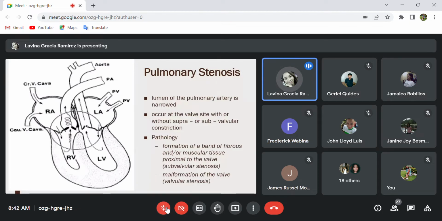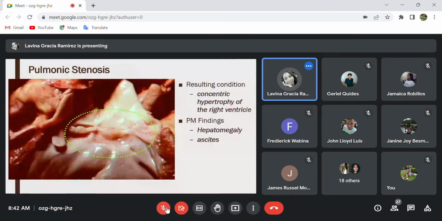Now another is pulmonic stenosis, on the pulmonary part, the pulmonary opening. The resulting condition is again concentric hypertrophy of the right ventricle, and in postmortem findings, the one affected here is the systemic circulation, with hepatomegaly and ascites. So the blood is left behind there, it cannot get through, so it dams up below. That's how it happens.